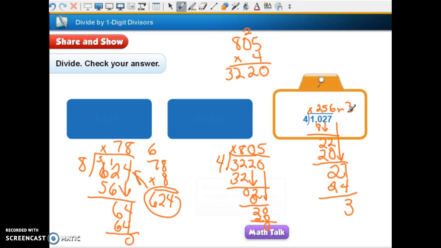Okay, let's check this problem. 256 times 4. 4 times 6 is 24. Regroup the 2. 4 times 5 is 20. Plus 2 is 22. Regroup 2. And 4 times 2 is 8. Plus 2 is 10. Now we're off. Why are we off? We have to add the remainder. So then we have 1,027, which is the same as our dividend.